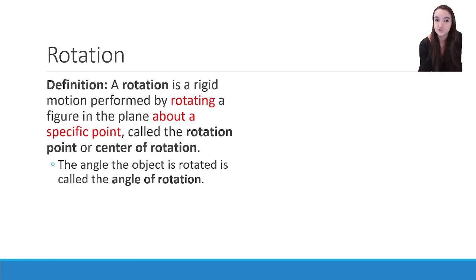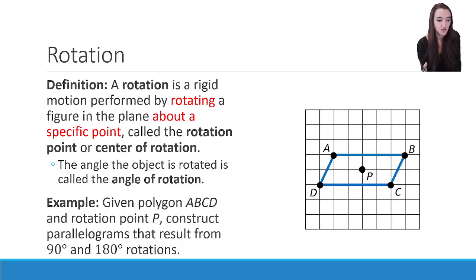Next, we have rotation. A rotation is a rigid motion performed by rotating a figure in the plane about a specific point, called the rotation point or the center of rotation. The angle the object is rotated is then called the angle of rotation. So both the point and the angle need to be specified in order for us to know what type of rotation we are going to do. So here I have polygon ABCD, which is a parallelogram, and point P, and we want to construct parallelograms that result from a 90-degree rotation and a 180-degree rotation.